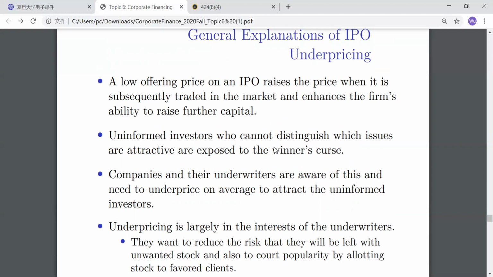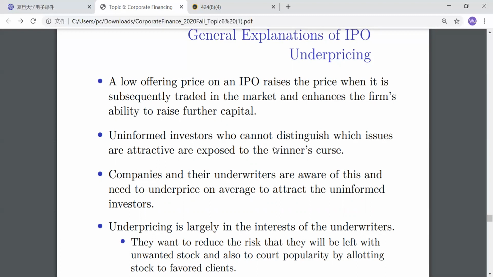So there are many advantages of pricing the IPO stock at a lower price. For example, a low offering price on an IPO raises the price when it is subsequently traded on the market and enhances the firm's ability to raise further capital. Right? So an uninformed investor who cannot distinguish which issues are attractive is exposed to the winner's curse. So winner's curse means that you typically overpay for an object that is intrinsically worthless. Okay? But then companies and underwriters are aware of this and they need to underprice on average to attract informed investors.